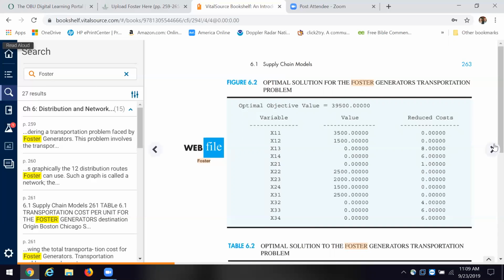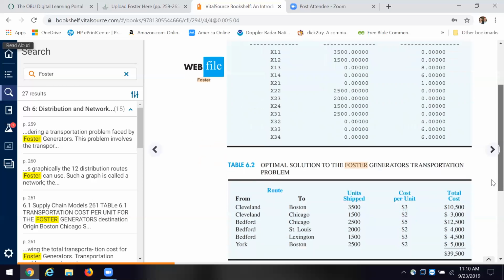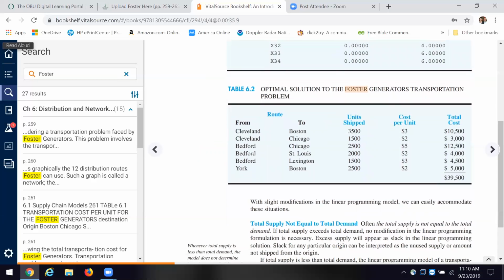And the objective function. And then for each of these variables, those are the routes, okay? And those transportation routes and the value, and where we can reduce some of the costs. And then they show us the optimal solution, okay? And the cost per unit, and what we're going to send from Cleveland to Boston, Chicago, Bedford to Chicago, Bedford to St. Louis, Bedford to Lexington, and then York to Boston.